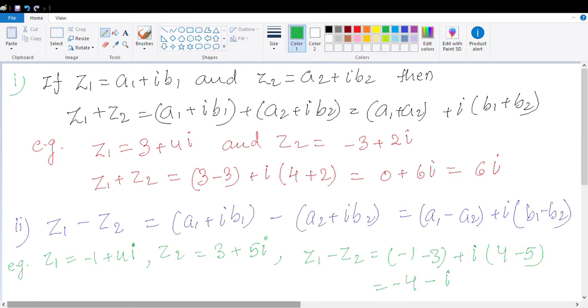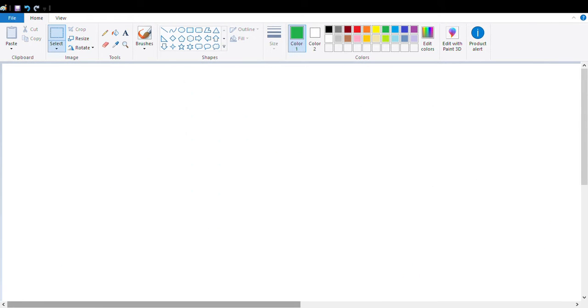So simply, just for the revision, if you want to add or subtract two complex numbers, then the real part will be added or subtracted with the real part and the imaginary part will be added or subtracted with the imaginary part. Now after this, let's see what will happen if we want to multiply a complex number with any real number. This is the second operation I am telling you.